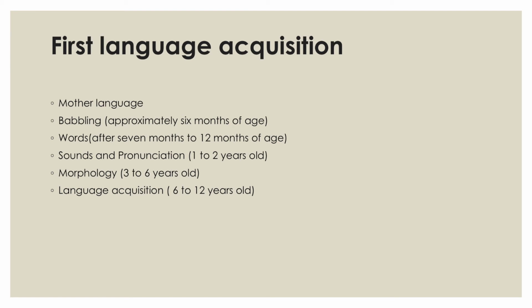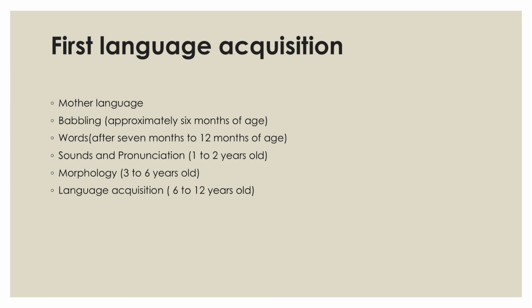Okay, the next one is morphology. It's from 3 to 6 years old. They can change short sentences to long sentences. They ask questions and tell simple stories. Basically, they know all of the first language, their native language, and know some words and grammar structure. They have a strong ability in oral language.